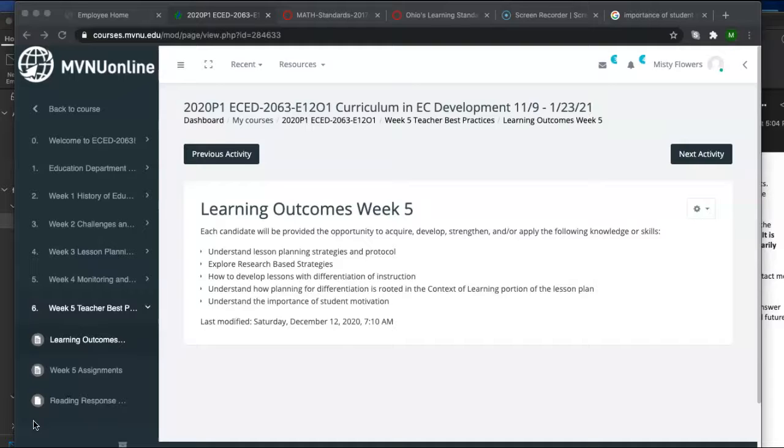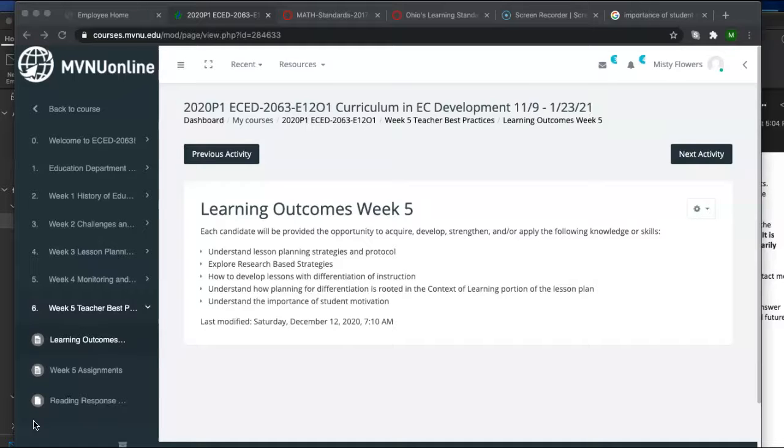This week, we're going to continue to develop your understanding of lesson planning, strategies, and protocols. You're going to be exploring research-based teaching strategies. You're going to be developing lessons with differentiation of instruction. And differentiation isn't giving higher achieving students more work. Differentiation is giving work to students at their level.